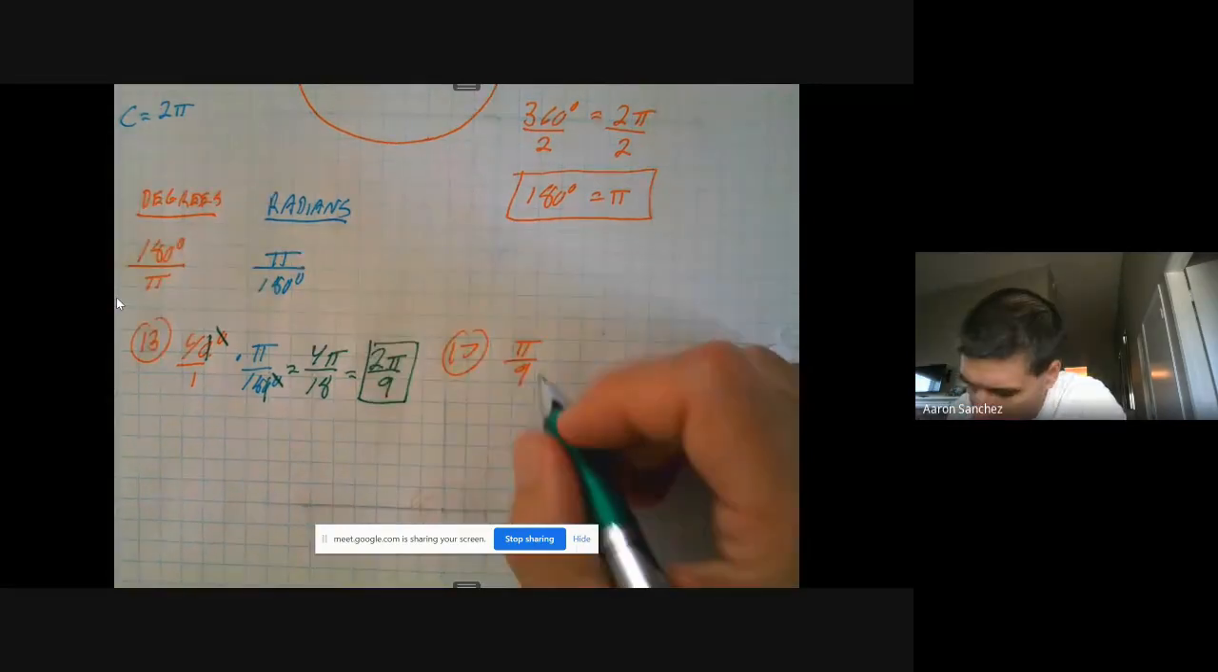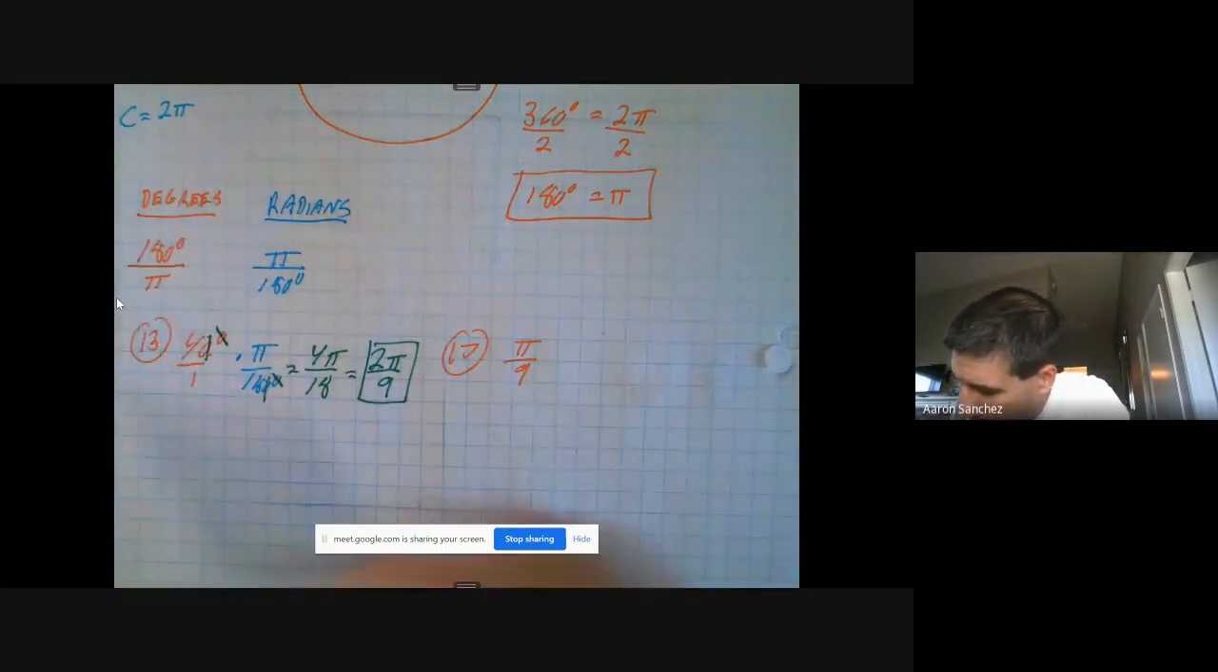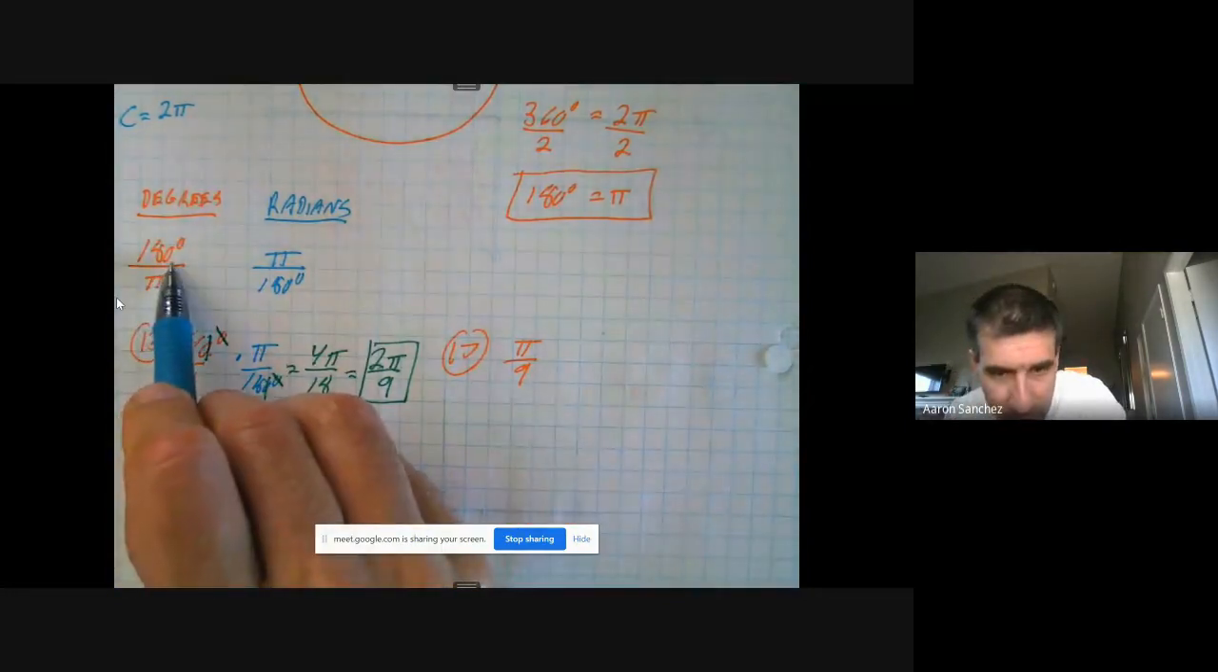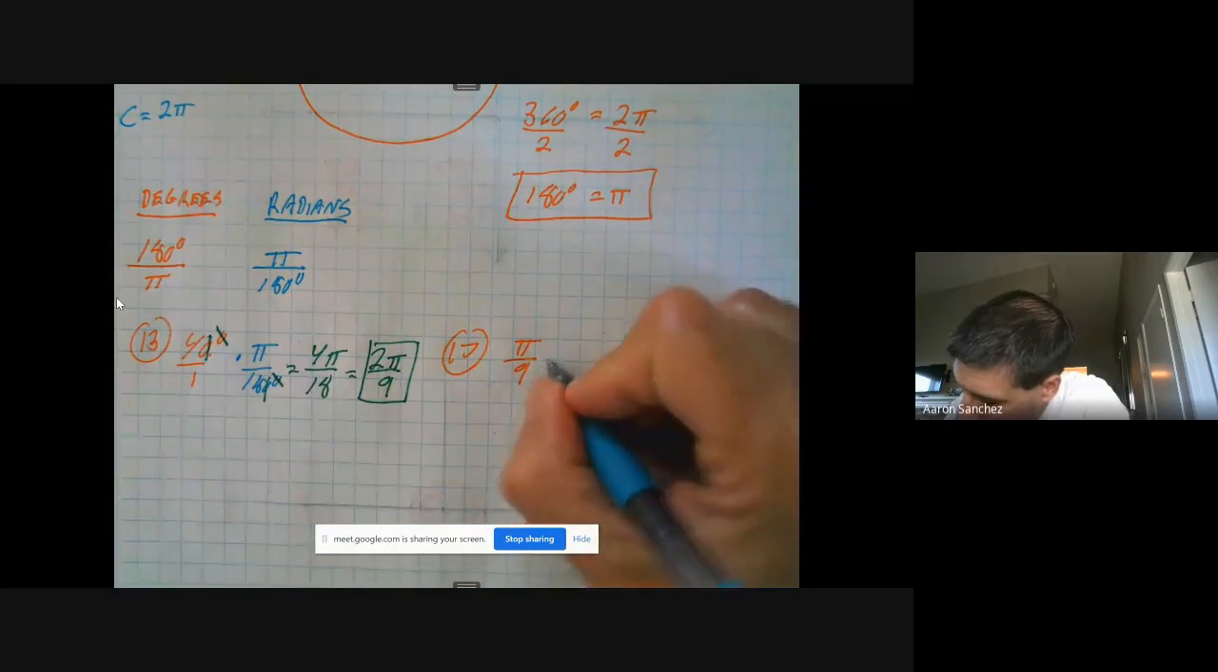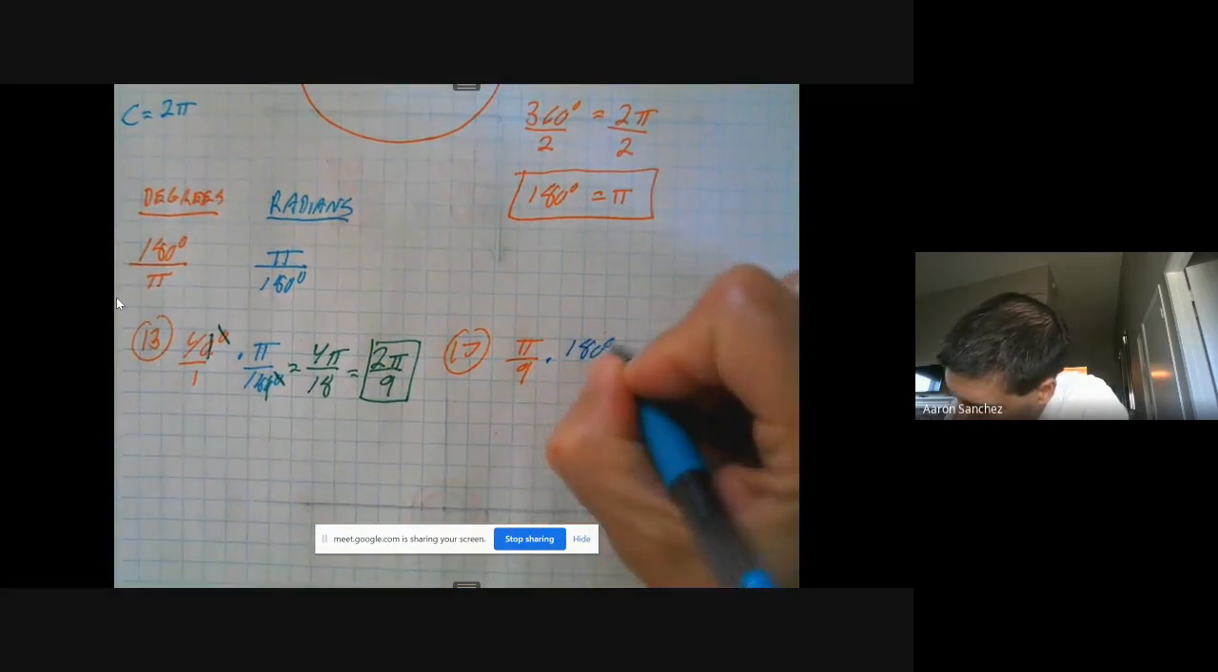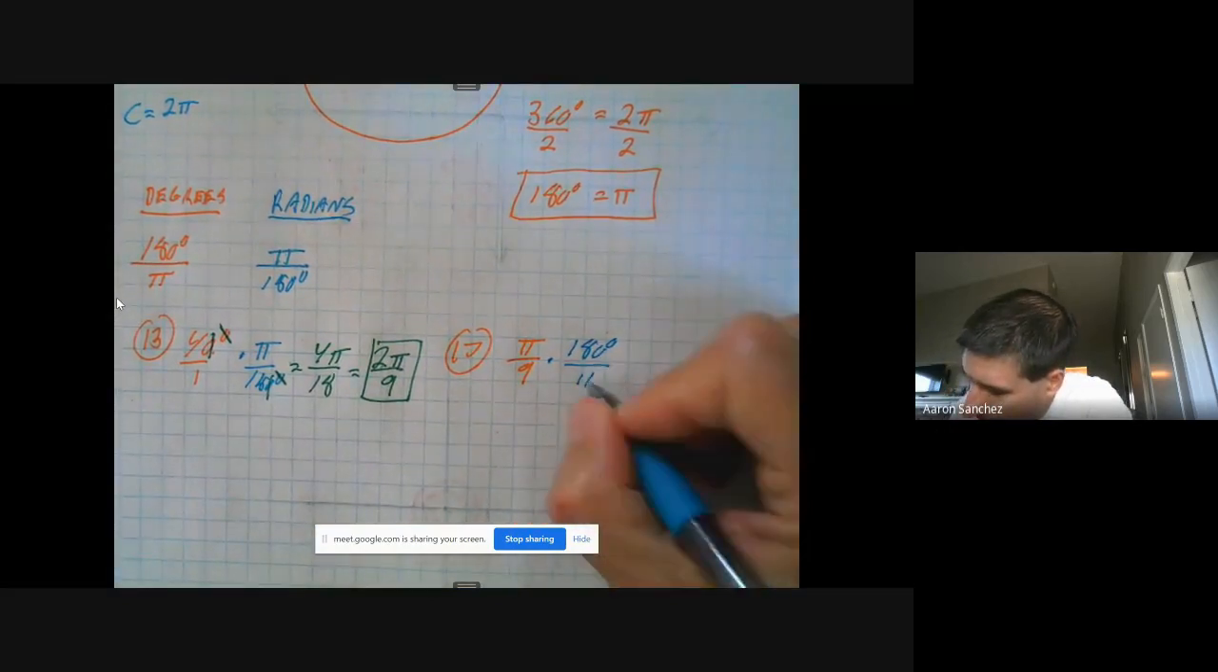Now, to convert this to degrees, well, guess what? I want it to degrees, so I use this one where the degrees are in the numerator. And multiply by 180 degrees over pi.